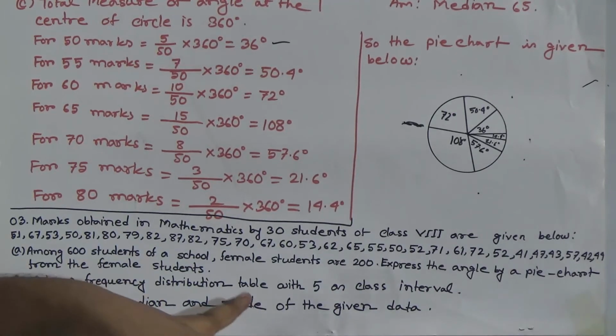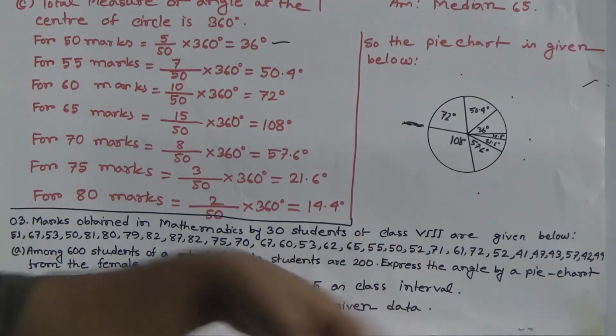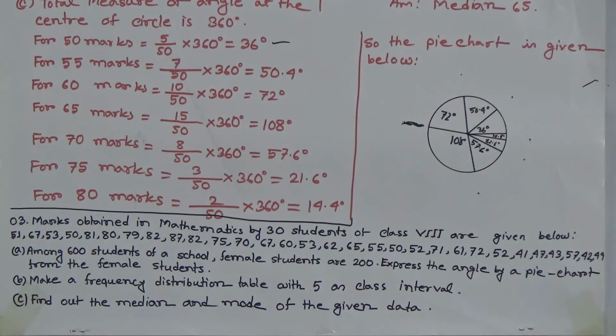And mode, what is mode? Mode is the number which appears the maximum number of times. That means we notice which numbers appear maximum times, and that number will be the mode. I hope you have understood.